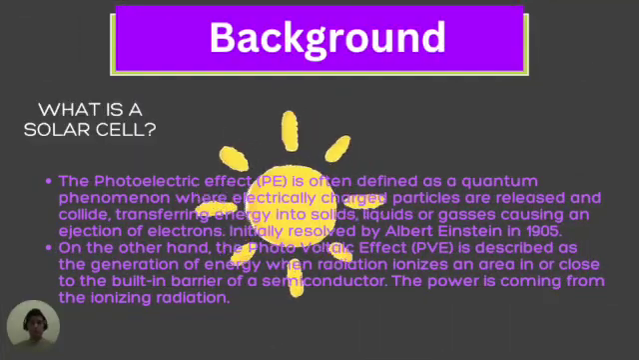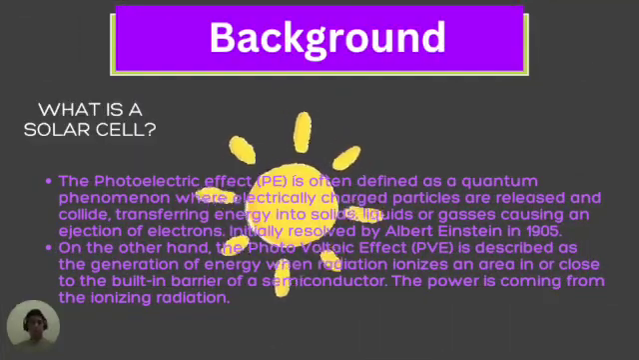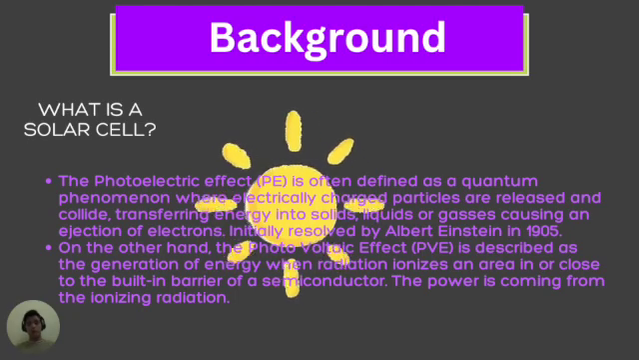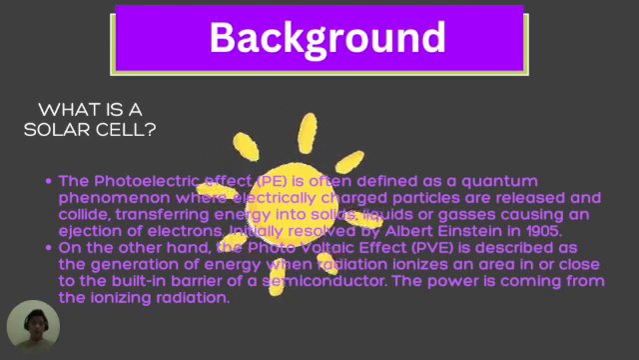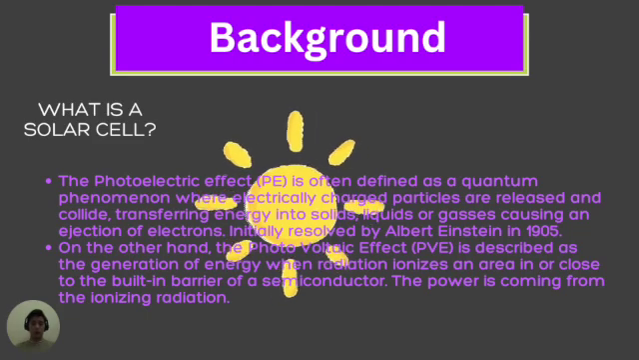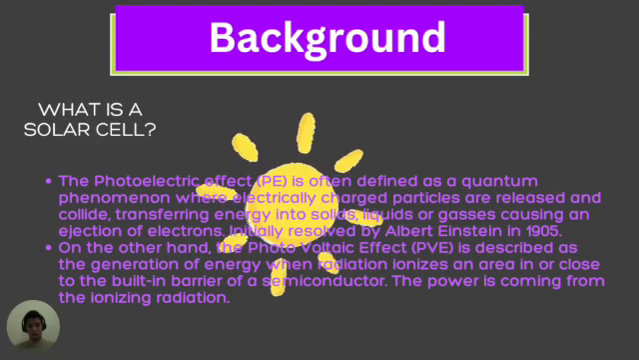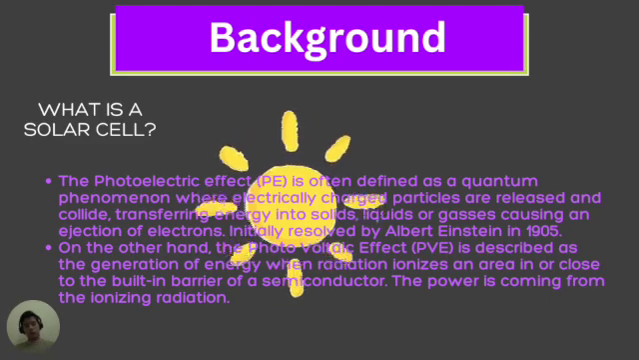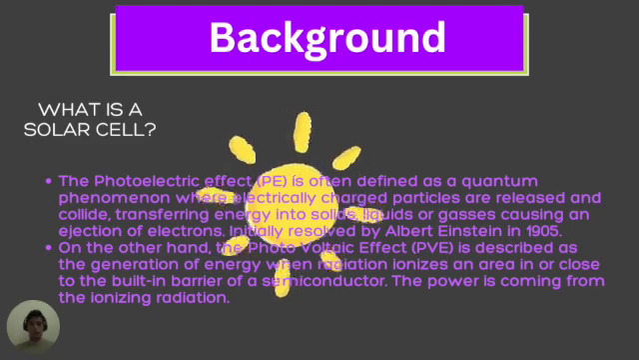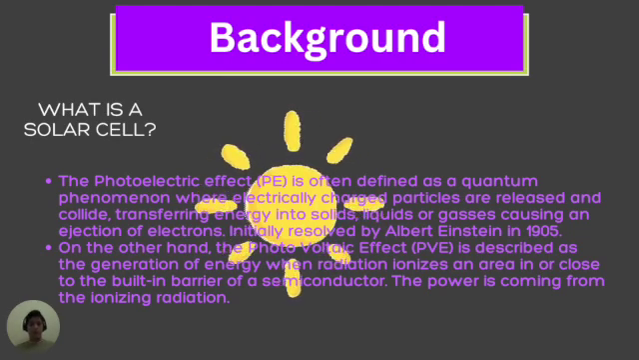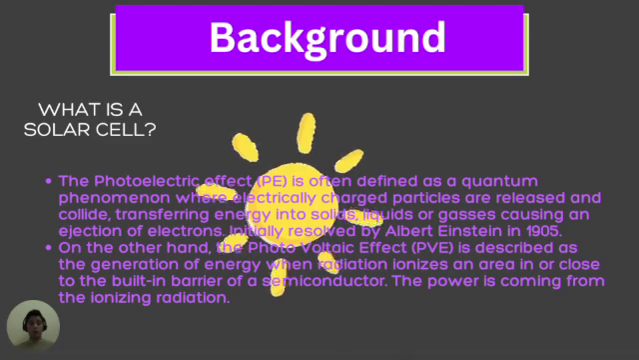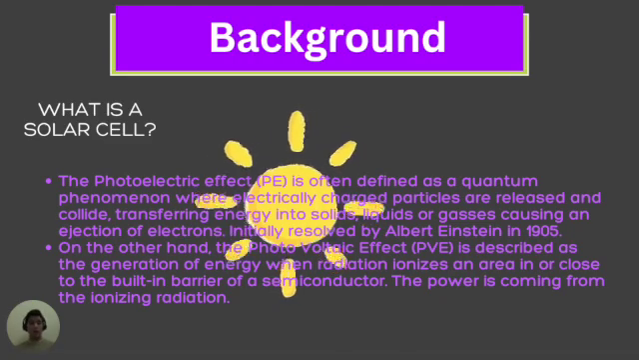So to begin, I'll be introducing the background, where we'll be talking about two quantum phenomenons, the photoelectric effect and the photovoltaic effect. Now, the main difference between the two is the photoelectric effect is a phenomenon where the light and interaction between solids, liquids, and or gases cause an ejection of an electron. Now, this was first discovered by Albert Einstein in 1905. The photovoltaic effect is described as a generation of energy when radiation ionizes in a certain area.